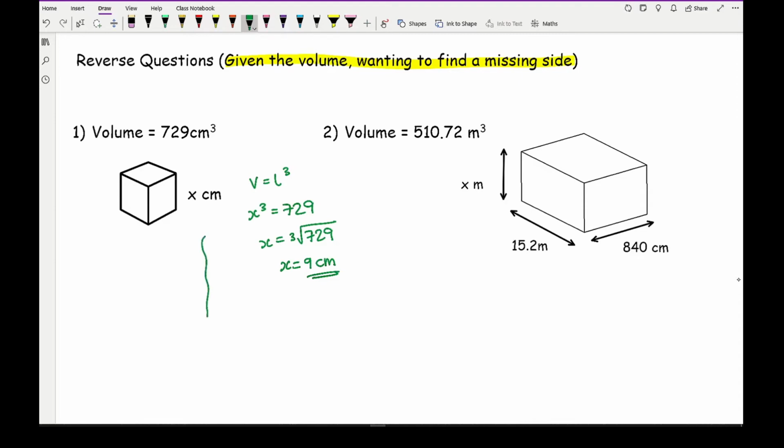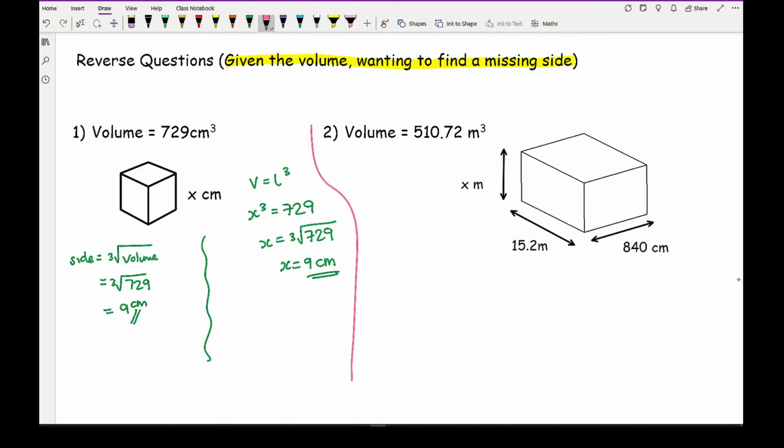Now, if I was to use the formula, then again, the missing side is going to be the cube root of the volume. Now, this formula only works for cubes, so it's going to be the cube root of 729. If I type that into my calculator, I get the same answer of 9. And again, don't forget the units, which is something I almost did.